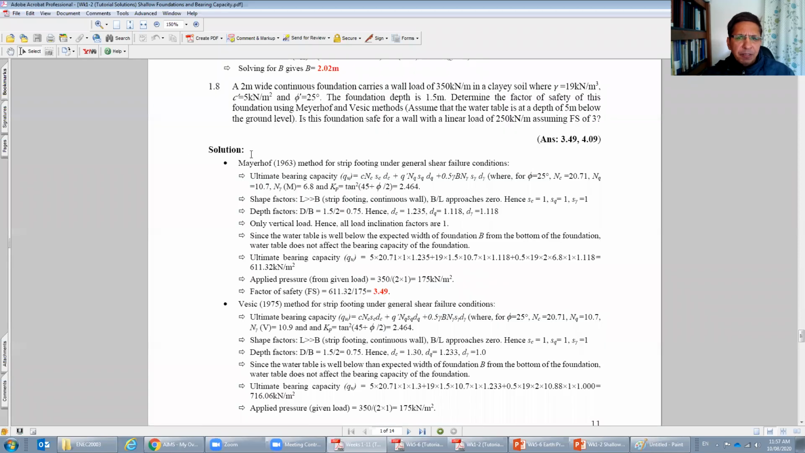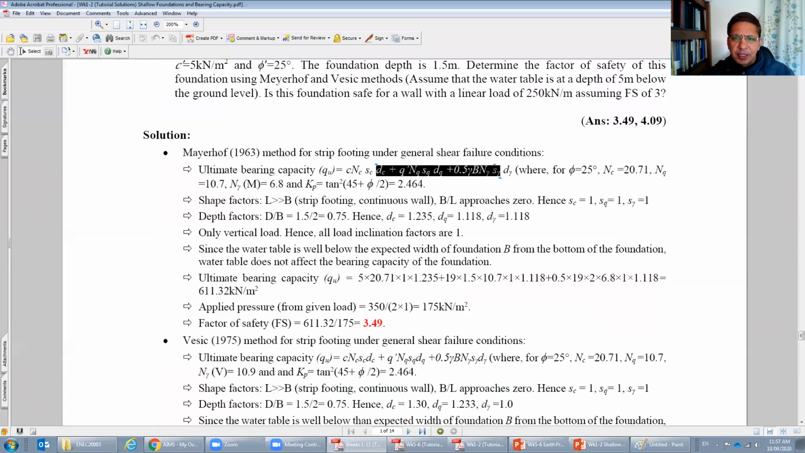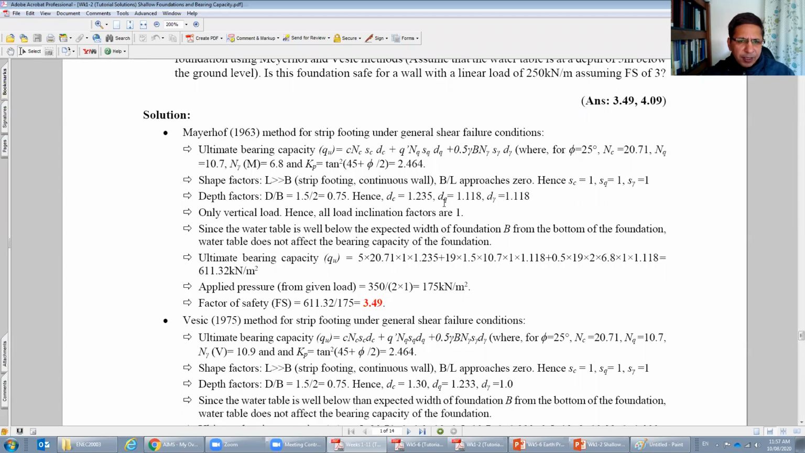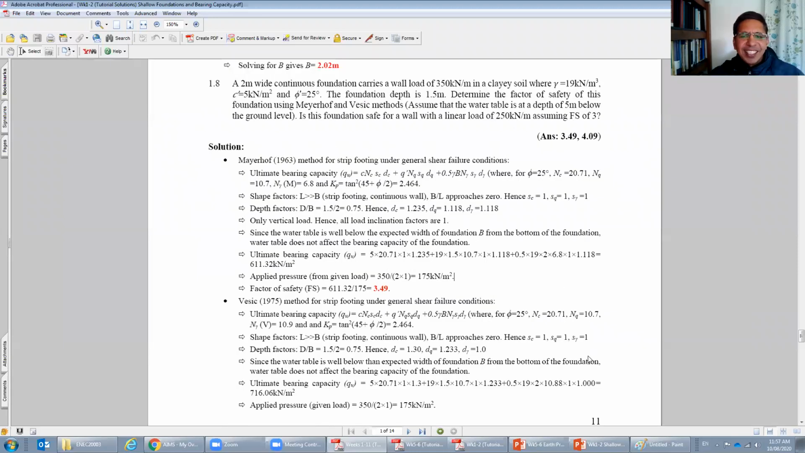This is for Meyerhof, right? I use this equation, the general capacity equation. So what are you not understanding completely? It's the applied pressure. Yeah, that's the given load. Given load. Oh, okay, good. For one, I just don't understand about 2 multiplied by 1. Is it the square footing? Continuous footing. Yes, it's continuous.